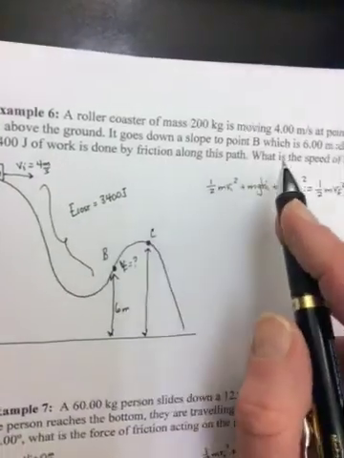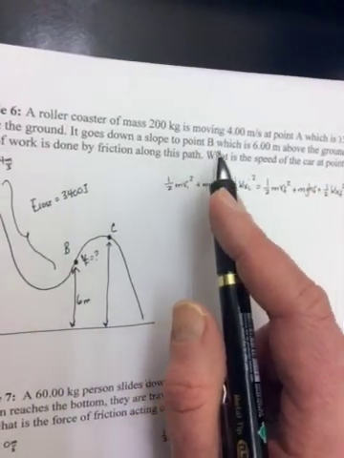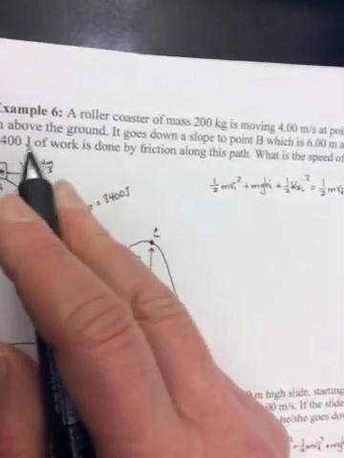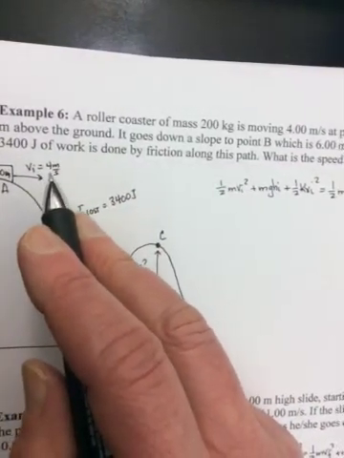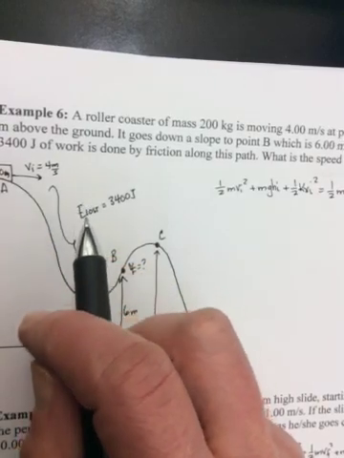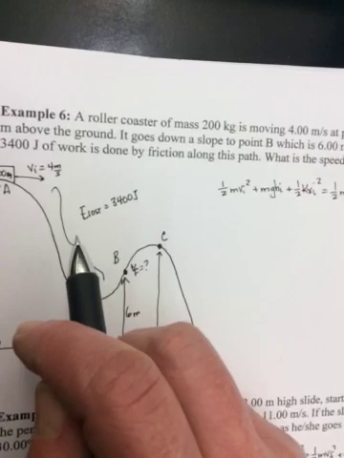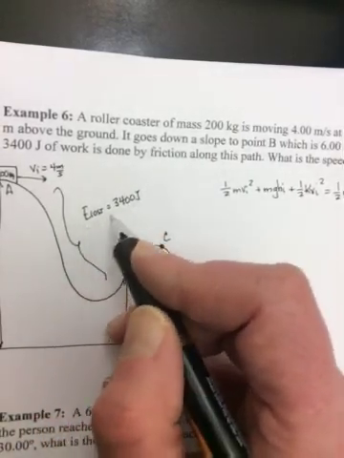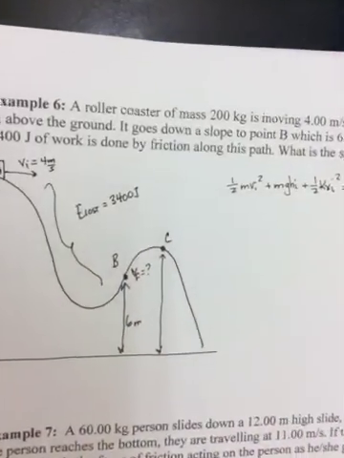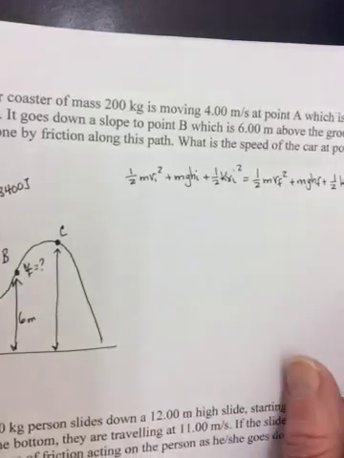But it tells us that it goes down the slope from point A, which is 15 meters above the ground, to point B, which is 6 meters above the ground, and 3,400 joules of work is done by friction. So at the end of class, we said what they're trying to give us there is our E lost. And then it wants to know what is the speed at B.